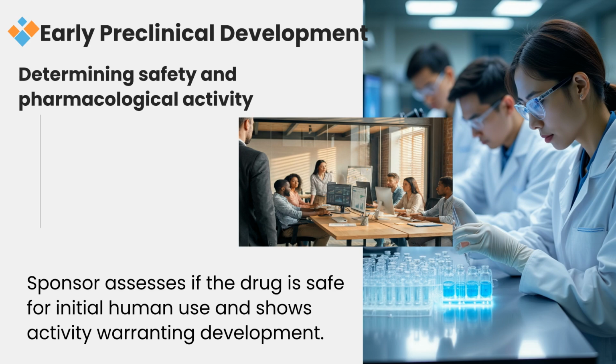In early preclinical development, the sponsor determines if a drug is reasonably safe for initial human use, meaning tested and proven that the drug does not induce harm if used in humans, and shows activity warranting development. This involves collecting data to ensure minimal risk in early clinical studies. That is why clinical phase 1 involves only a small number of humans, at least 20 healthy subjects.